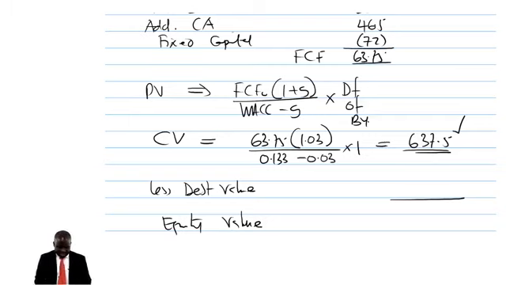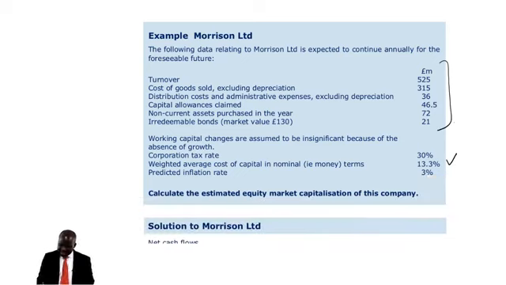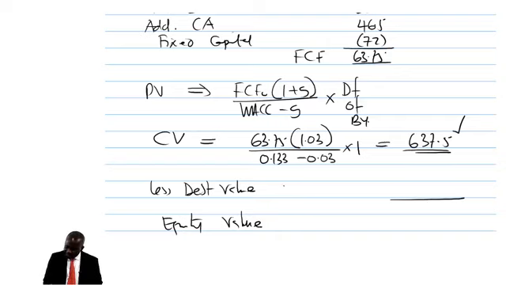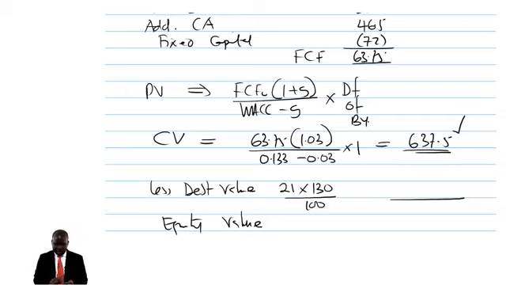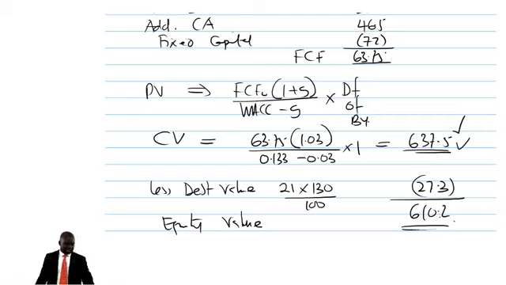Okay, what is the debt value? If you go to the question, the debt value they said is 21 with a market price of what? 130. So my market value of the debt will be the 21 multiplied by 130. Don't forget to divide by 100. So it's 2100 nominal multiplied by 130 divided by 100, and that is 27.3. So when I less it from the corporate value of 637.5, that will give me an equity value of 610.2. So this is the free cash flow method.